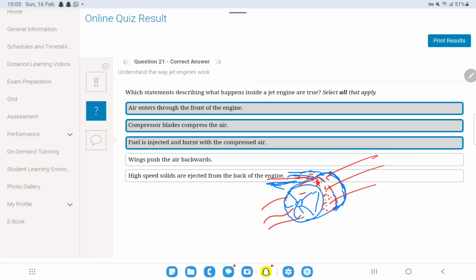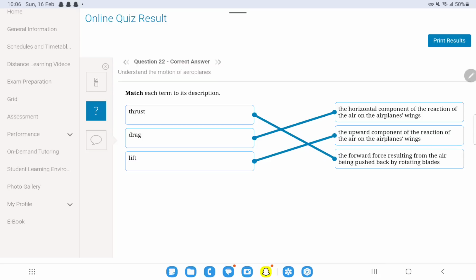So air enters through the front of the engine, compressor blades compress the air, and fuel is injected and burned with the compressed air. The wing doesn't push the air backwards. The wing doesn't push anything. High-speed solids are ejected, not solids. The gas is ejected backwards, so it's wrong. So only the first three are correct.